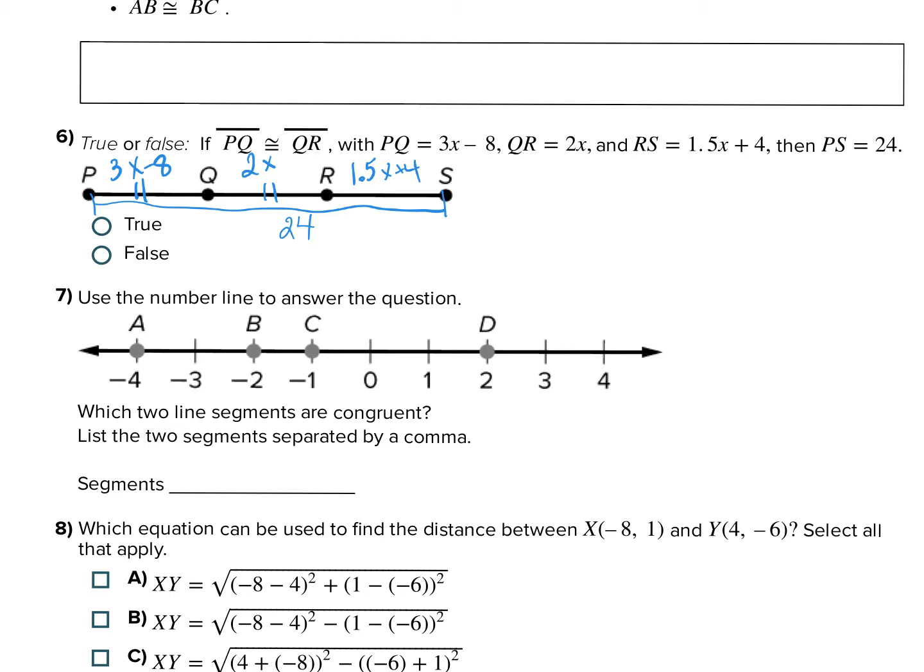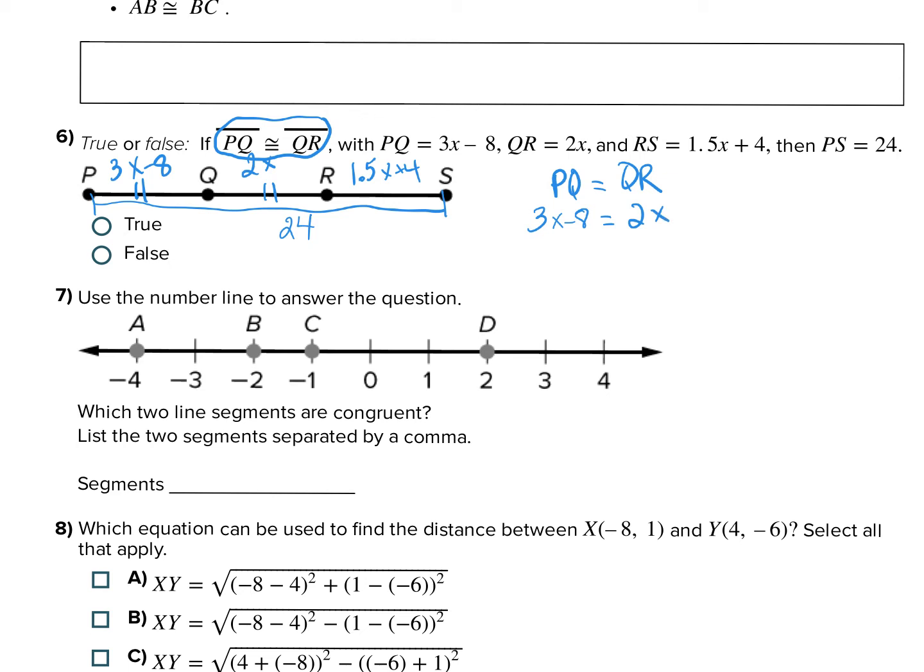So we can't assume that RS is congruent to PQ and QR. So we can only go by the information we're given. So we're told that PQ is congruent to QR. So PQ is equal to QR. So that's how I can set up my equations to solve for x. So I have 3x minus 8 equals 2x.